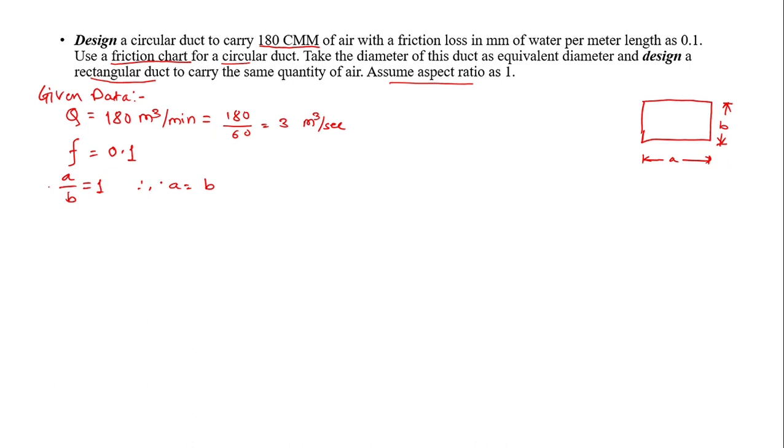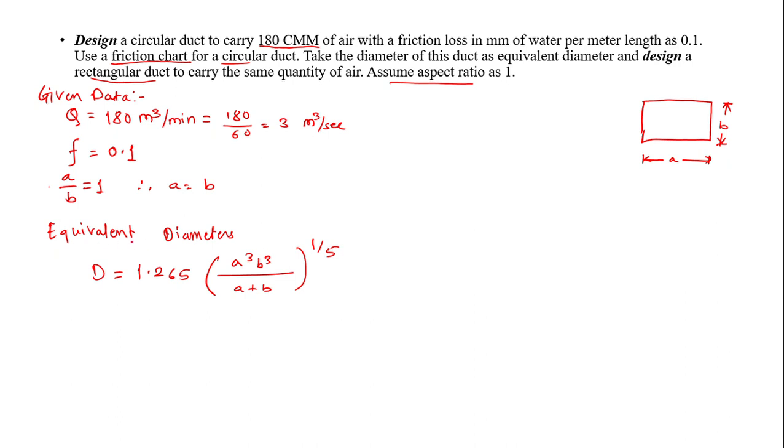Now what we are supposed to do is find out first the equivalent diameter, because I know the equation for the equivalent diameter. Once I get the equivalent diameter, I can get the dimensions of the rectangular or square duct, which are A and B. We know that the equation for equivalent diameter is D equal to 1.265 into (A cube B cube divided by A plus B) raised to 1 by 5. This is the equivalent diameter equation for the same quantity of air.